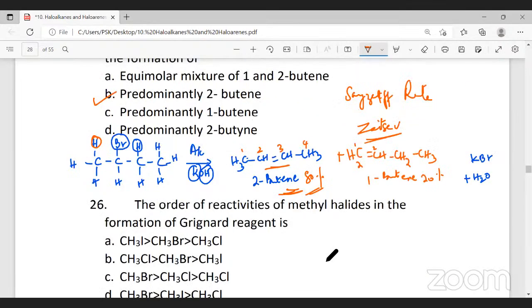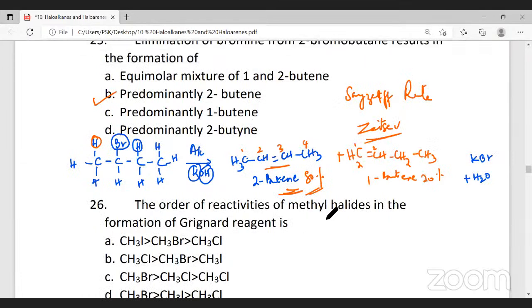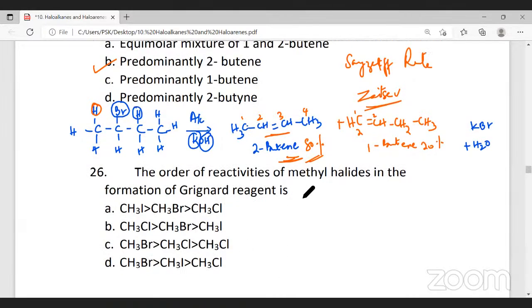The last question, and then we'll continue with the next part of the topic. The order of reactivity of methyl halides in the formation of Grignard reagent. Now, Grignard reagent is formed when alkyl halide is heated with magnesium in dry ether. When alkyl halide is heated with magnesium in dry ether, magnesium gets bonded between R and X. Therefore, you get RMgX. This RMgX is the general representation of Grignard reagent.